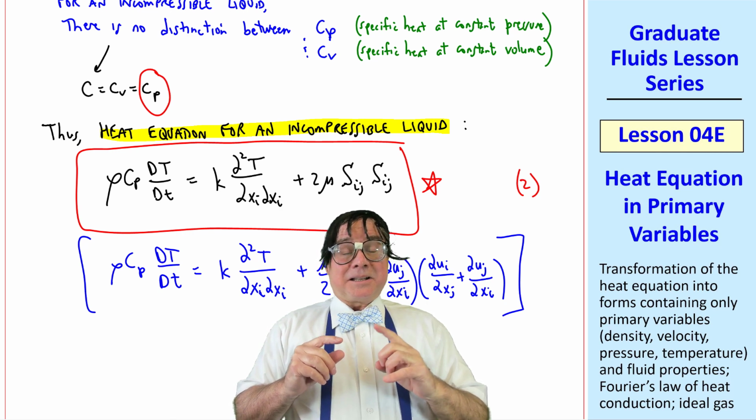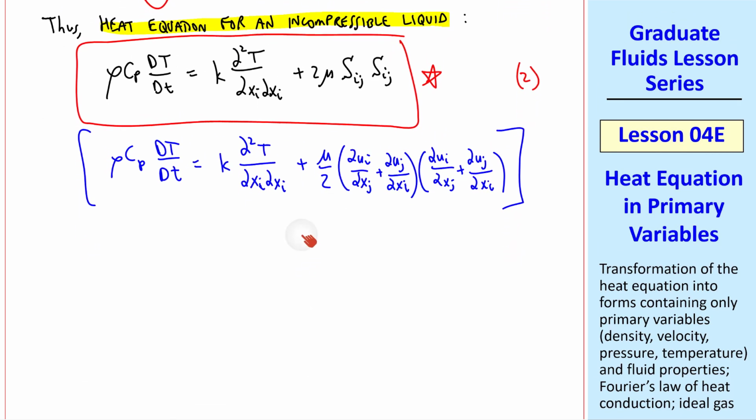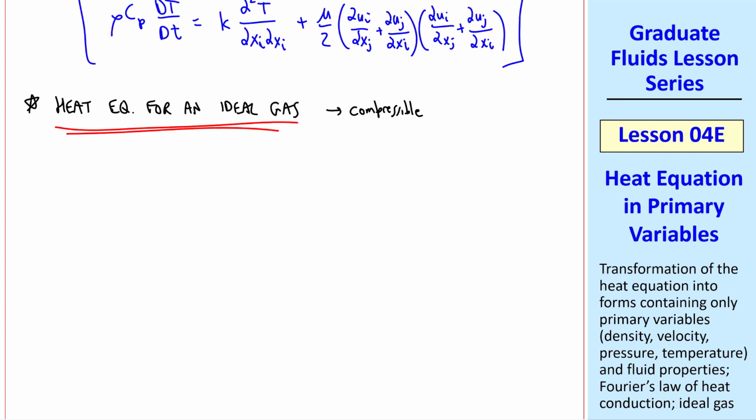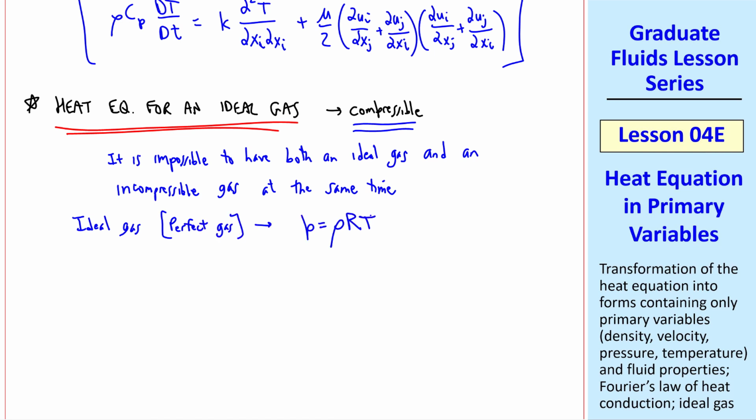Thanks, Ned. Like I said, some of you may be tempted to use this equation for gases as well, but the only gases we'll consider here are ideal gases. So let's look at the heat equation for an ideal gas. Note that an ideal gas is by definition compressible. I'll write this statement: it is impossible to have both an ideal gas and an incompressible gas at the same time, since an ideal gas is compressible. Note that some people call an ideal gas a perfect gas. We write P equal rho RT, the ideal gas equation, and Cp and Cv are different.